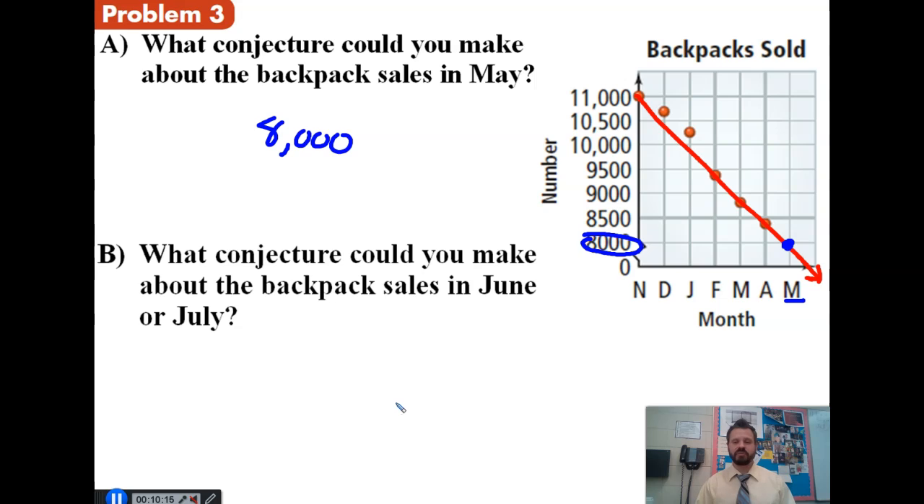Okay, now here's the difference between real-world data and a pattern in math class. Part B asks, what conjecture can you make about backpack sales in June or July? Now the graph only shows the backpack sales decreasing, but I know that sometime in the summer backpack sales are going to go back up because of back to school shopping. This graph doesn't show when that's going to happen. So for that reason, I'm going to say no conclusion.